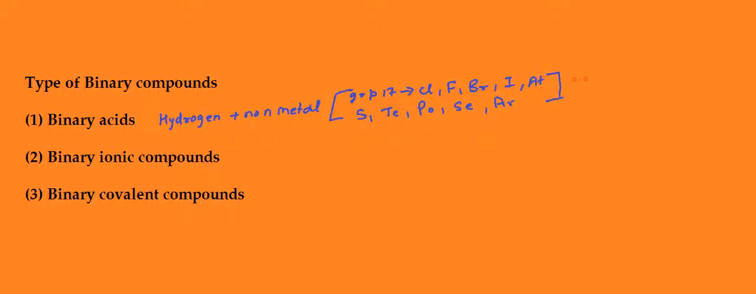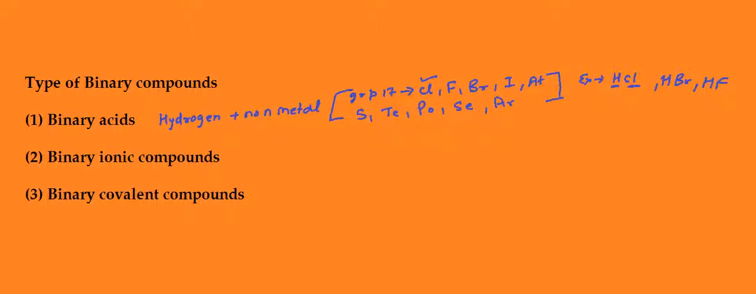Like for example, I put here HCl. HCl is considered a binary acid because the first element is hydrogen and the second element is chlorine, which belongs to group number 17. One more example, HBr. This is also a binary acid. Like HF, this is also considered a binary acid. So the compound made by the combination of hydrogen and a non-metal belonging to these categories is considered a binary acid.